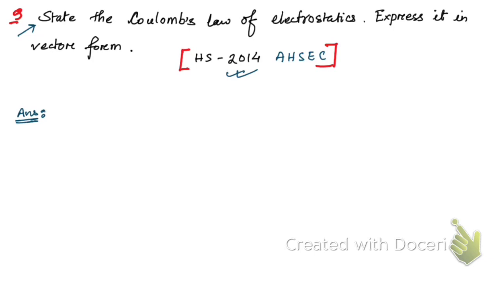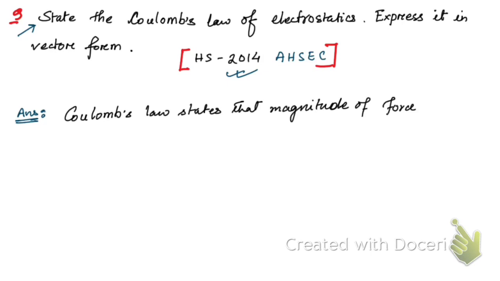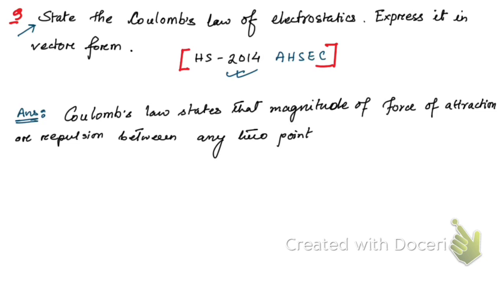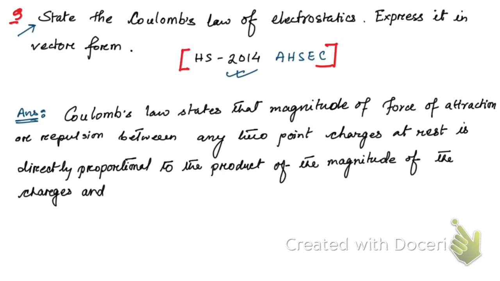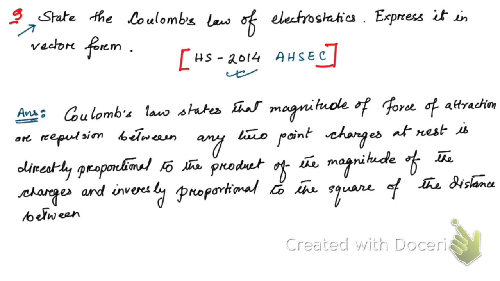Coulomb's law states that the magnitude of force of attraction or repulsion between any two point charges at rest is directly proportional to the product of the magnitude of the charges and inversely proportional to the square of the distance between the two charges.